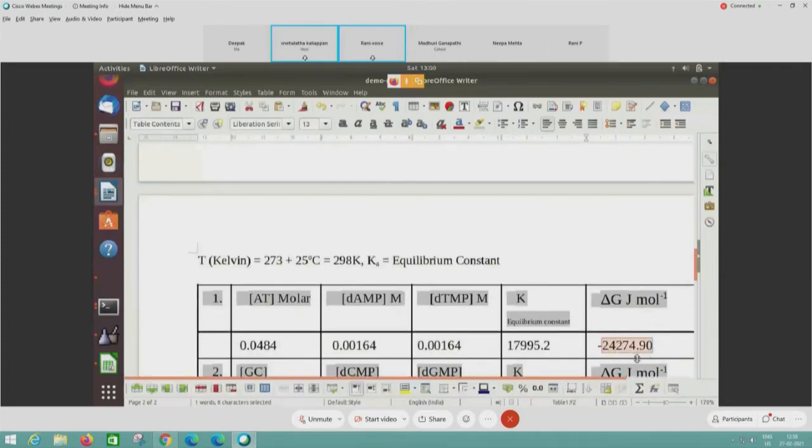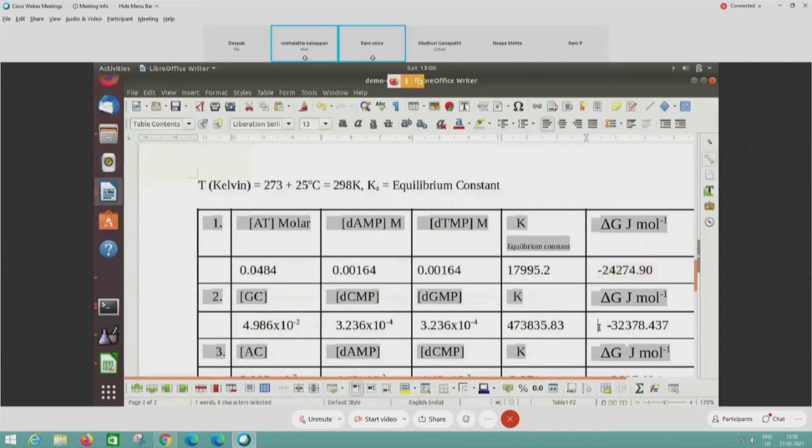So the stabilizing factor for the complex formation is that of forming the hydrogen bonds between A and T. AT has 2 hydrogen bonds. GC has 3 hydrogen bonds and it is much more stable. So the Gibbs free energy difference can be calculated.